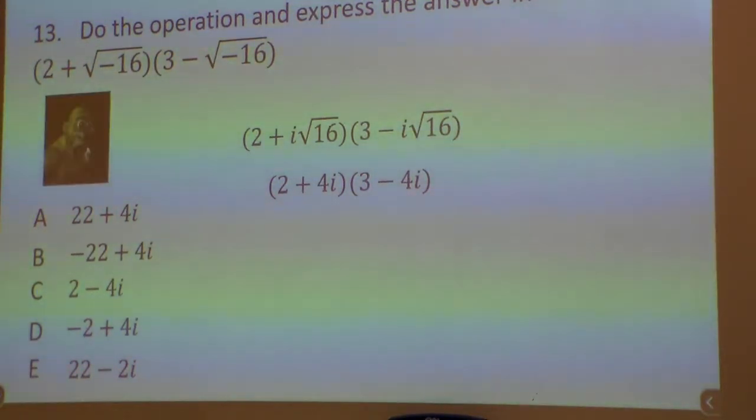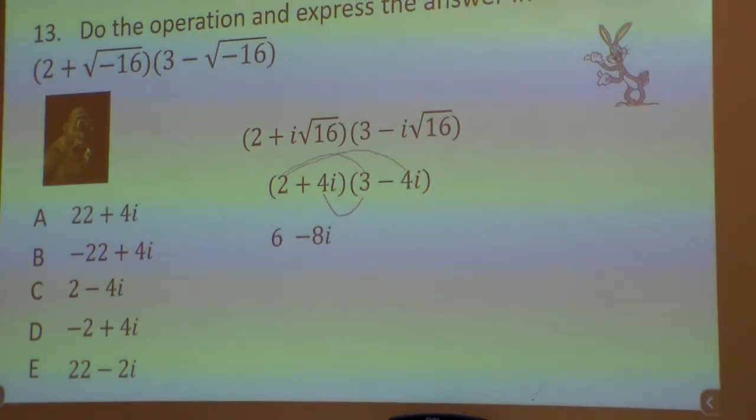So I'm going to take 2 times the 3. And we have Bugs Bunny there because one thing we know rabbits can do is multiply. So 2 times 3 is 6. That's the first term. The outer term would be 2 times negative 4i, which makes negative 8i. Then I'm going to multiply the two inside terms. 4i and 3i make 12i. And then 4 and negative 4i make a negative 16i squared.